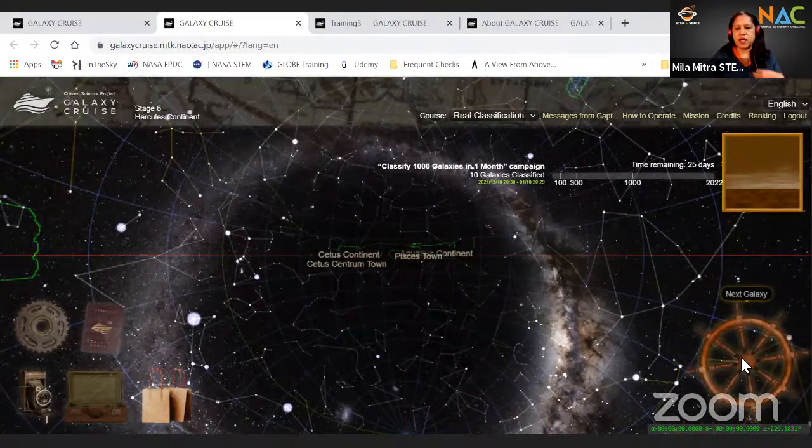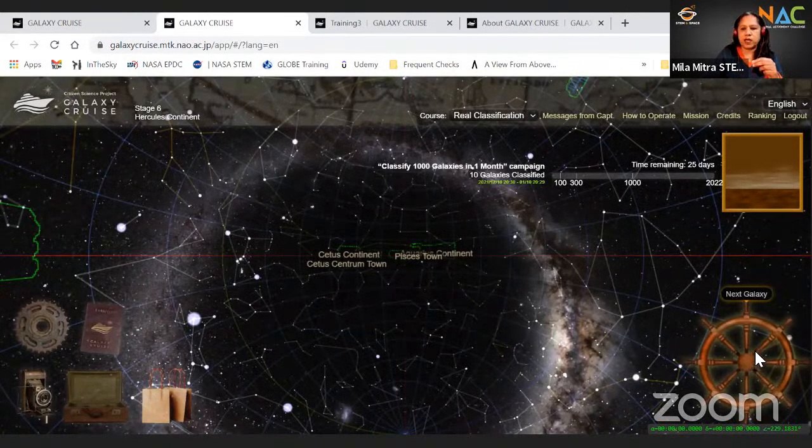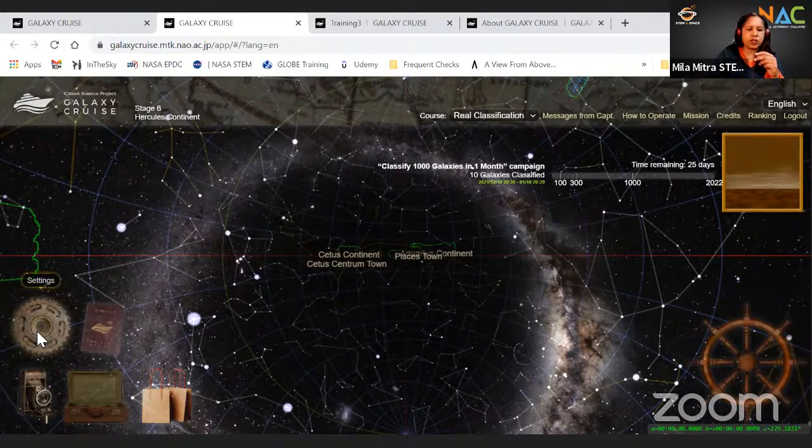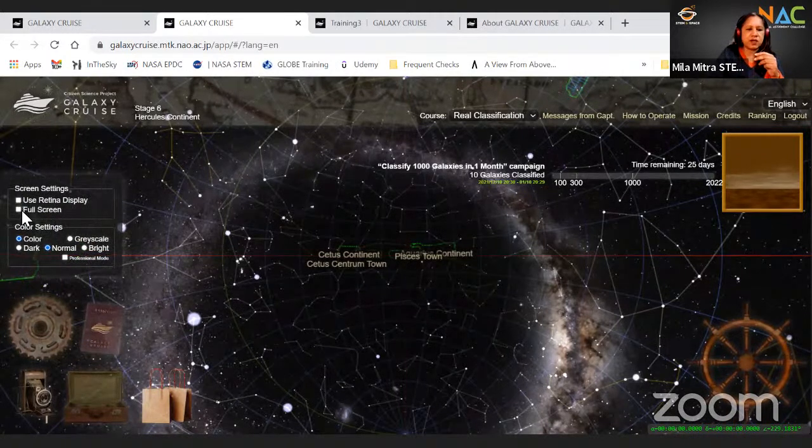What kind of stuff does it have? It has a wheel on the right, and the wheel is what takes you to your first location. Here are some more things. There's a cluster of objects on the left. That's the settings. The settings say you can do it full screen. You can do it in color or grayscale, so you can play with that.